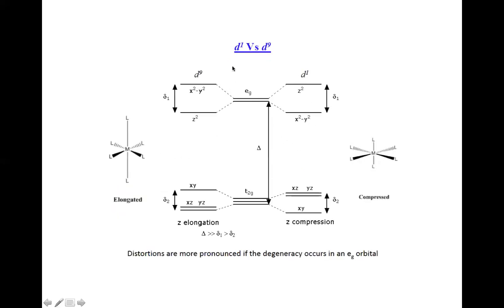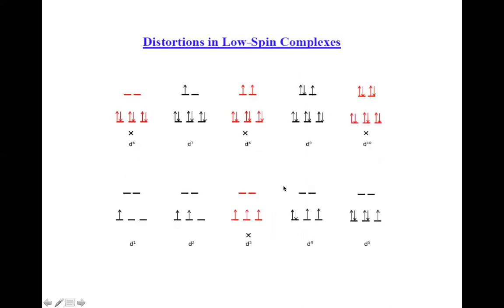Now, this is d1 versus d9. d9 is for copper 2 plus and d1 is for titanium 3 plus, for example. So d1 leads to a compressed geometry, axial compression, and d9 leads to an elongated geometry. And both of them are due to Jahn-Teller distortion. So this is how we can summarize.